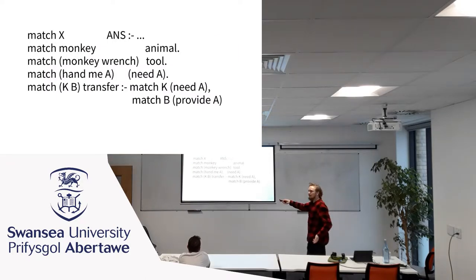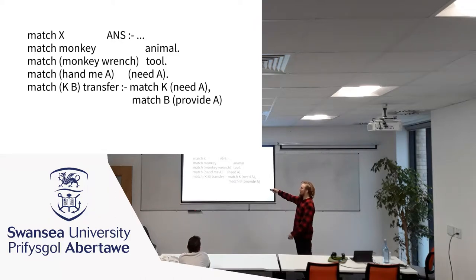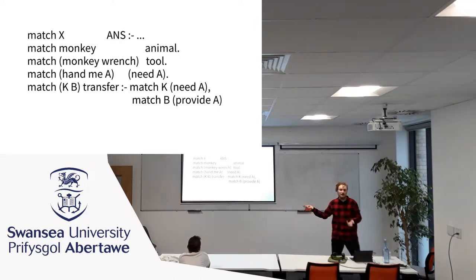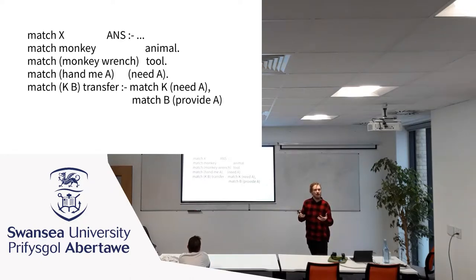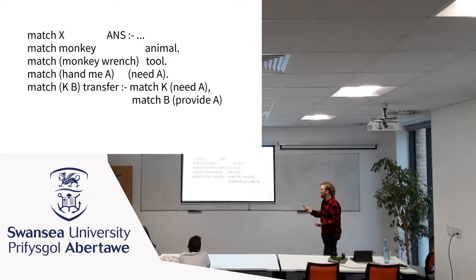In the nice language that we had last time, this looks like this. Essentially, we just have a predicate or a sentence that says which things match to what meaning. So we could match, for example, a monkey to being an animal. We could match a monkey wrench to being a tool. And as we have this nice mechanic of incomplete information, we can even put variables in here. So hand me some A could, for example, match to some meaning of me A, but these two A have to be the same thing, right? So when I want something, I obviously mean that I'm actually getting that thing.